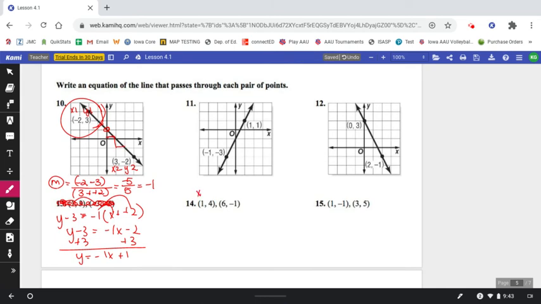Same thing if I'm given 2 points. Start with finding my slope, which is -1 minus 4 over 6 minus 1, which again is -5 over 5, which is -1. Then use my first point, which is y minus 4 equals -1 parenthesis x minus 1. Distribute to become -1x plus 1. Add 4 to get -1x plus 5.